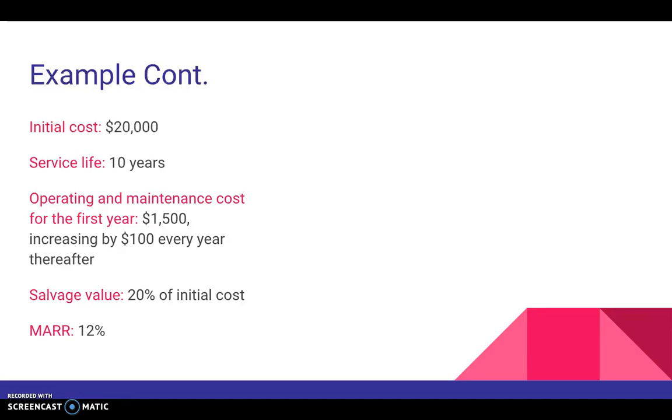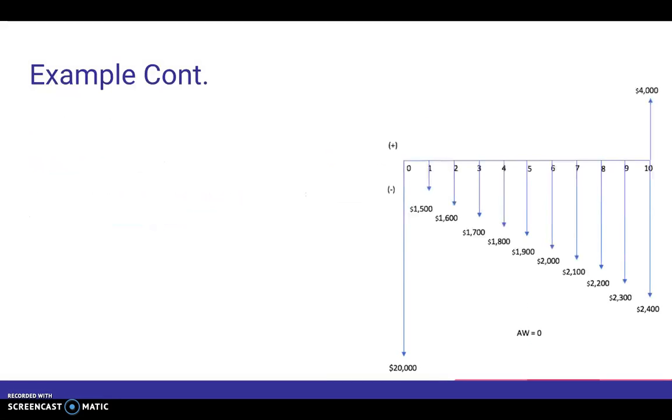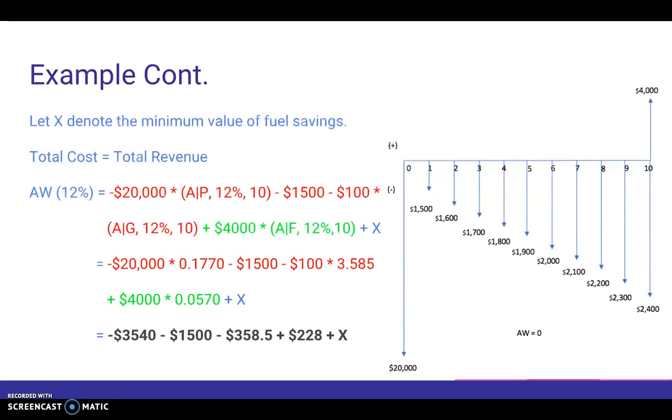So the first thing you want to do is to gather all those numbers in an organized manner on the left side. And then we can calculate the salvage value of the recuperator by multiplying the initial cost by 20%, which gives you $4,000. Given all those numbers, we can now create a cash flow diagram and let X denote the minimum value of fuel savings.